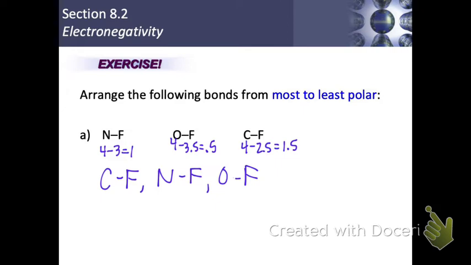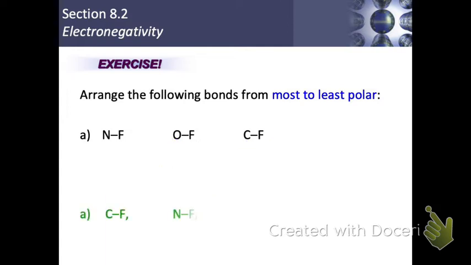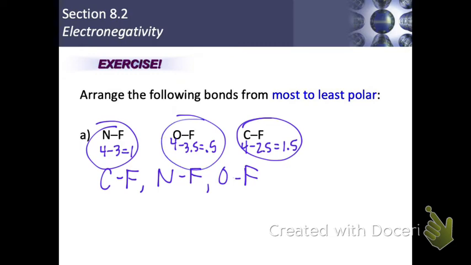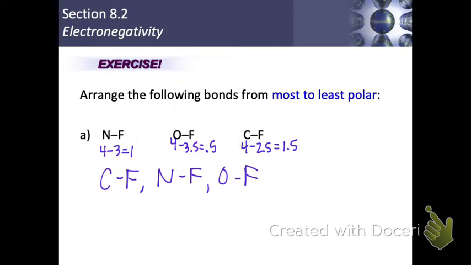That's what I had, C to F, then N to F, then O to F. Yeah, I had the differences at 1.5, then 1, then 0.5. Oh, C, not CO. Okay. All right. Very good.